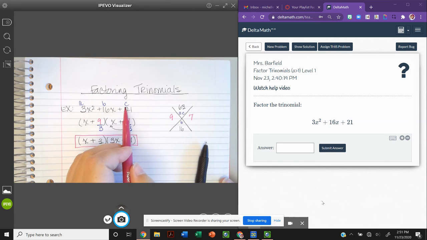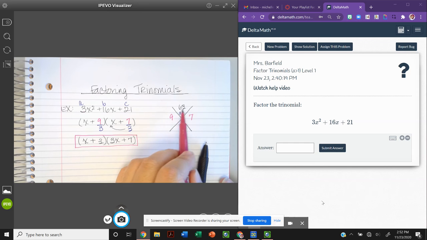I took A times C. I put that up here. Then I put B down here. Solve that like normal. Okay. I undid that multiplication by dividing. Then I just divide right here. When I can't divide, I slide.